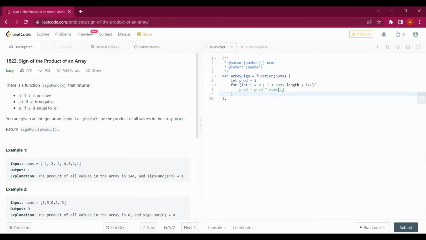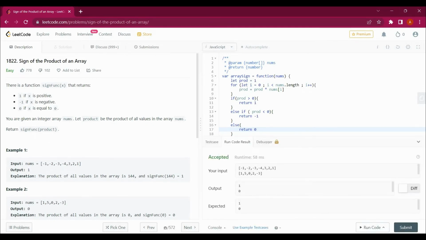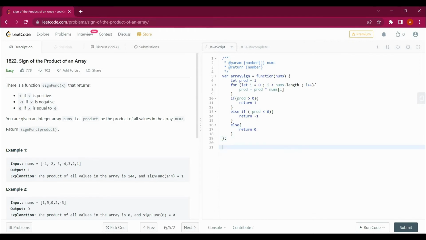So let's write the if else condition. If prod is greater than 0, return 1, else if prod is less than 0, return -1, else return 0. So let's run the code now. So it's working, and let me explain to you what I have done here actually.